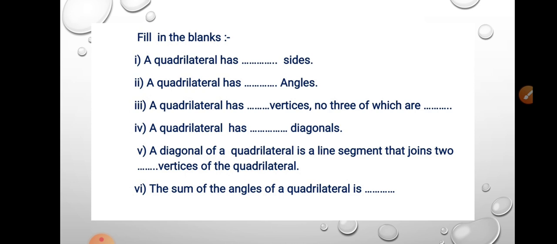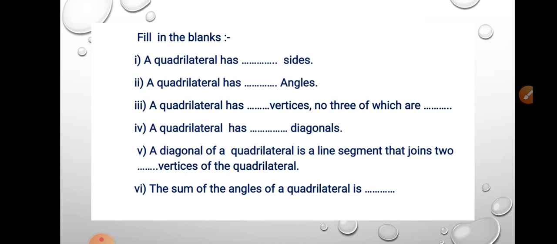And how many angles? A quadrilateral has blank angles. It's also 4. A quadrilateral has blank vertices. It's also 4, and no 3 of which are collinear. A quadrilateral has blank diagonals. A diagonal of a quadrilateral is a line segment that joins two opposite vertices of the quadrilateral. And last one, the sum of the angles of a quadrilateral is blank degrees.